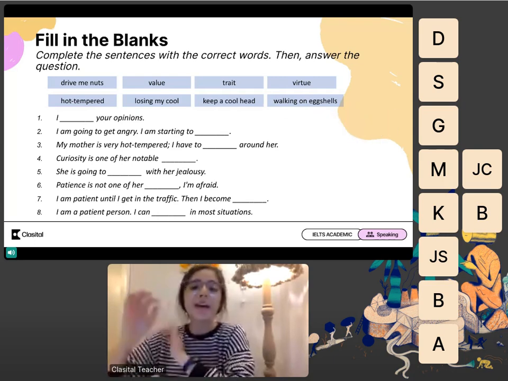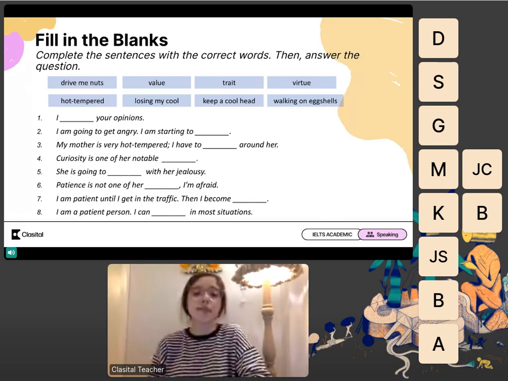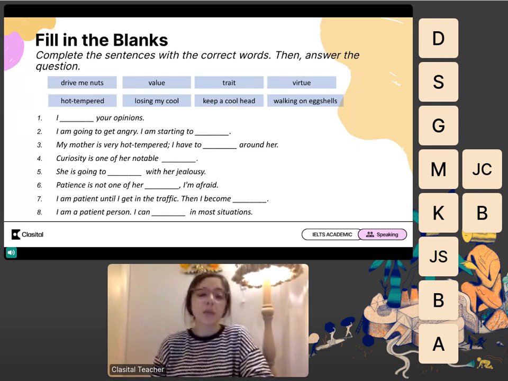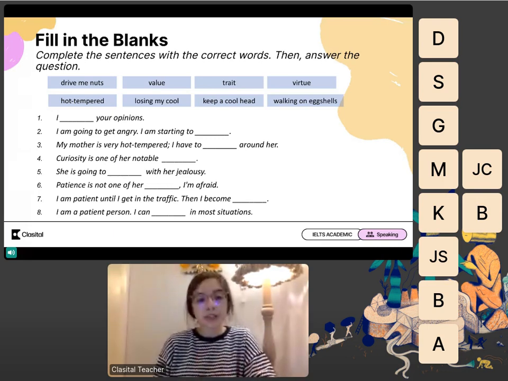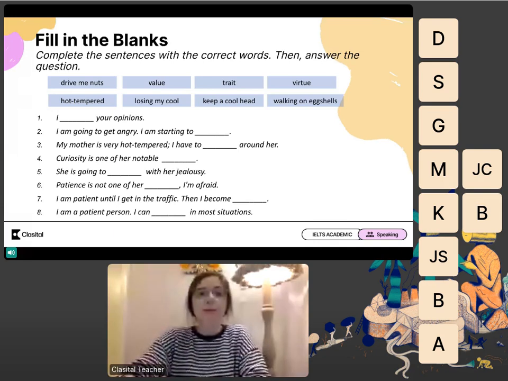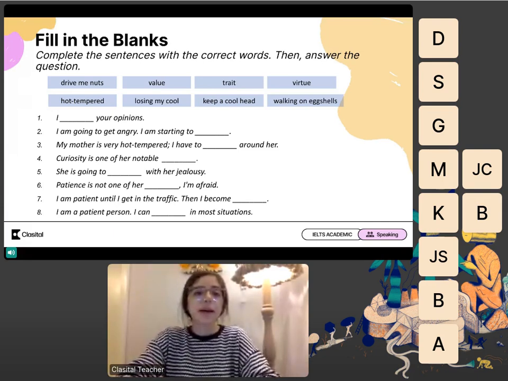Very good. Okay, these are the vocabulary and idioms that we just practiced. So from now on, while giving your answers, you can try using this vocabulary. Okay. All right.